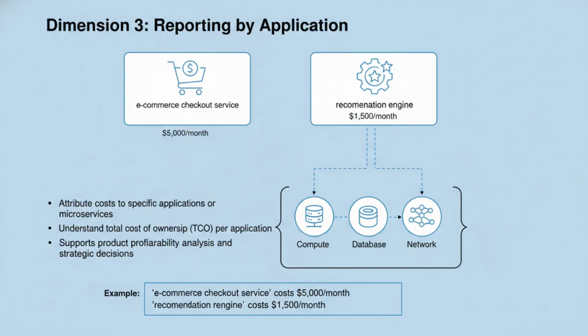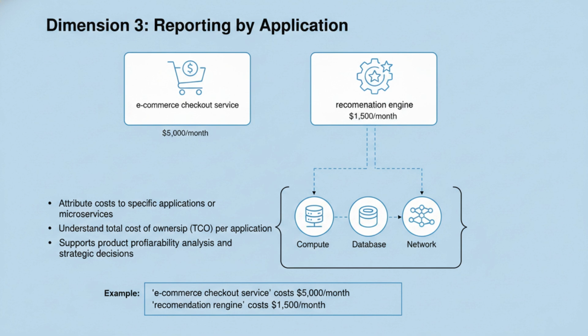The third critical dimension is application. This involves tagging and attributing costs to individual applications or microservices. Understanding the total cost of ownership for a specific application, from its databases and compute instances to its network egress, is vital for product managers and business stakeholders. It helps them make informed decisions about an application's profitability, its potential for scaling, or even its sunsetting.